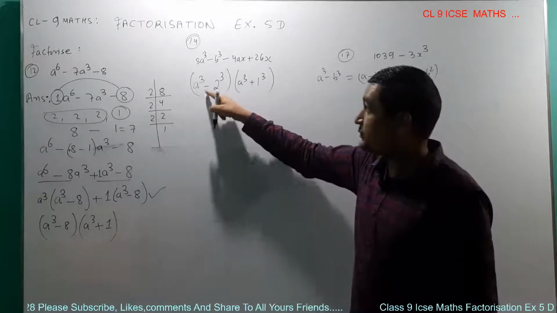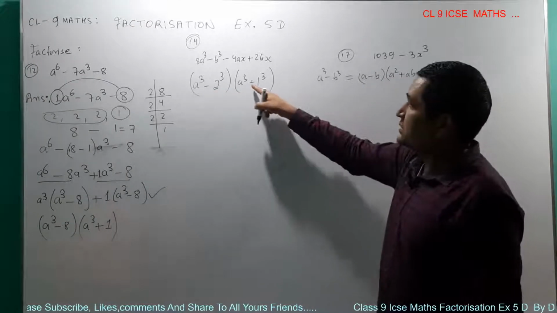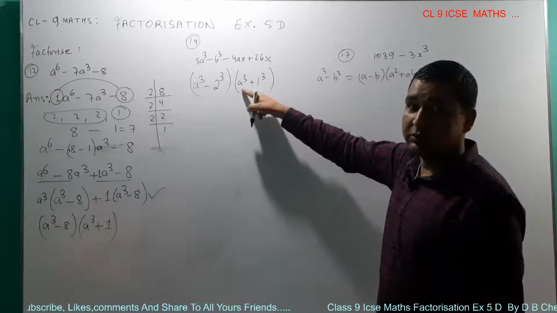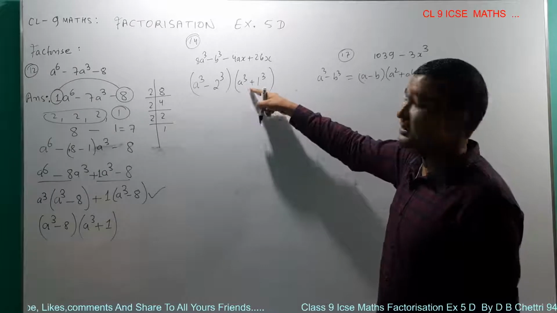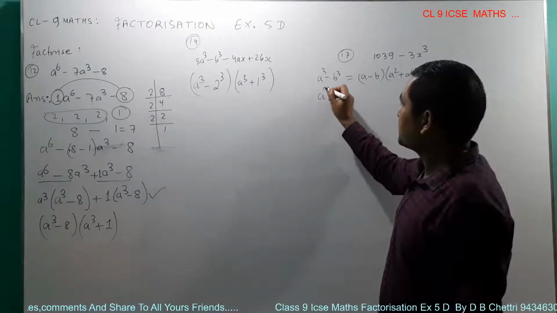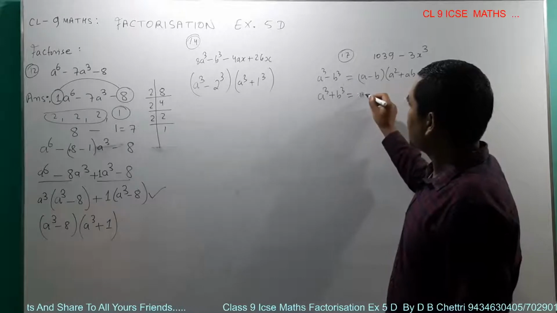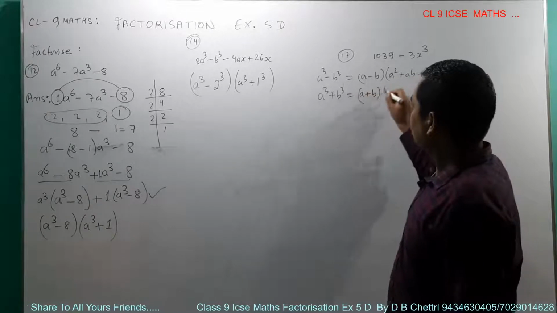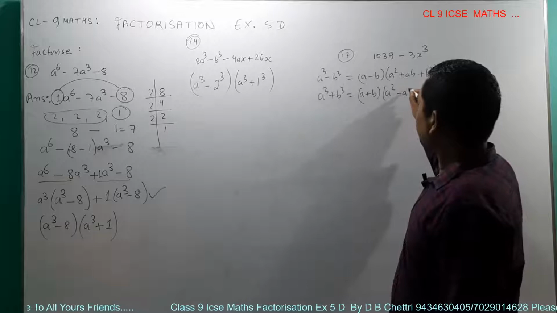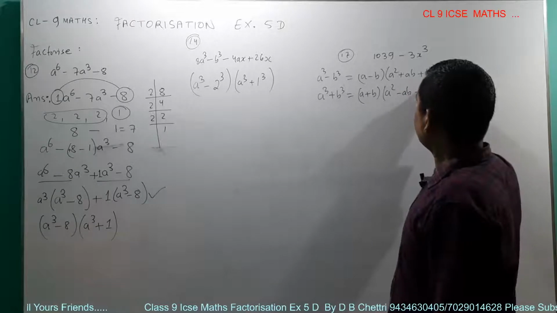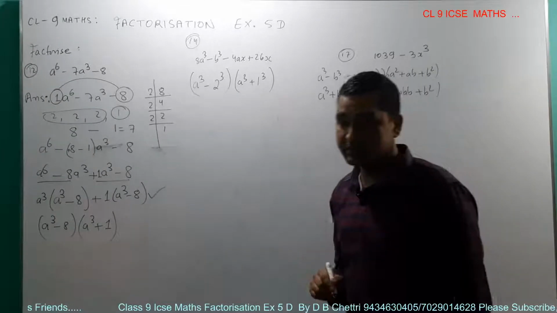Okay, first term. Then second, there is a plus, so we have to use the plus formula to factorize it. Now let me write the plus formula also. a cube plus b cube formula: a cube plus b cube is a plus b, then a square minus ab plus b square. Now we use these two formulas to factorize these expressions.